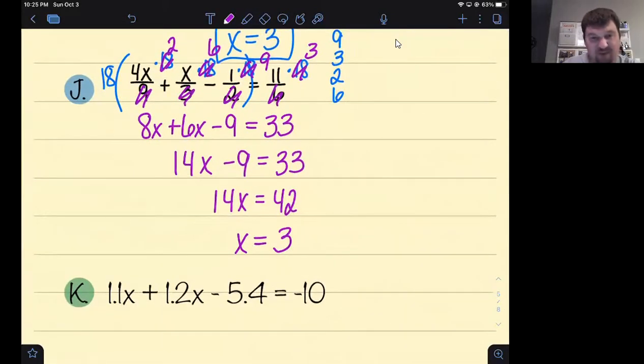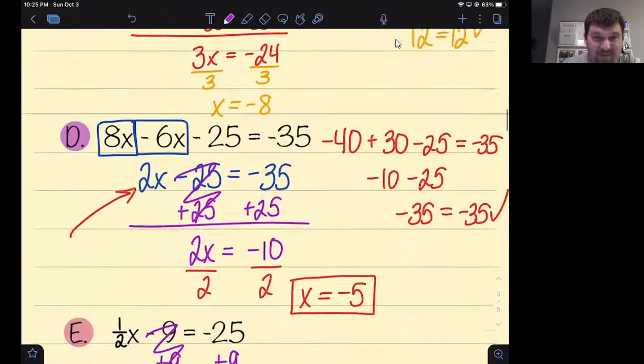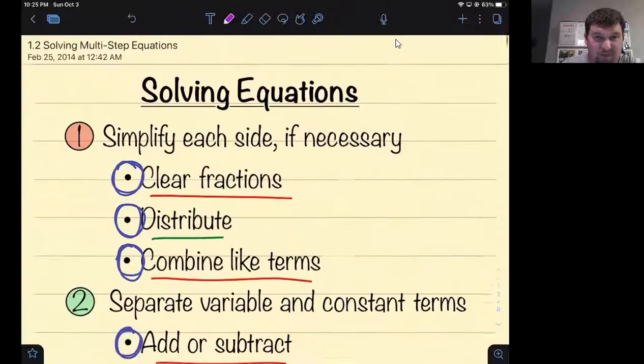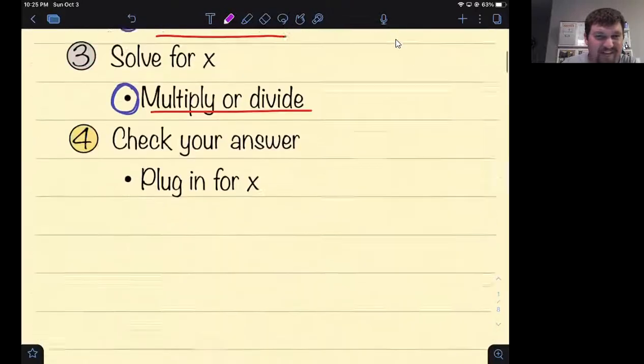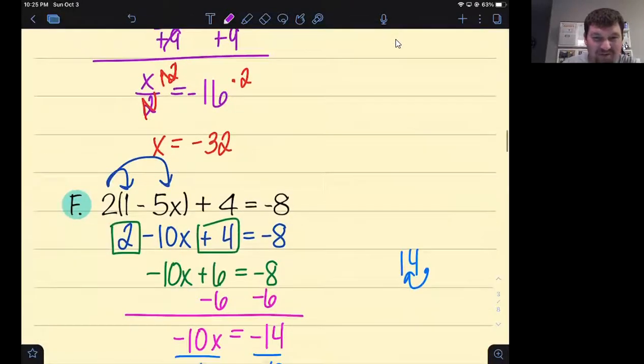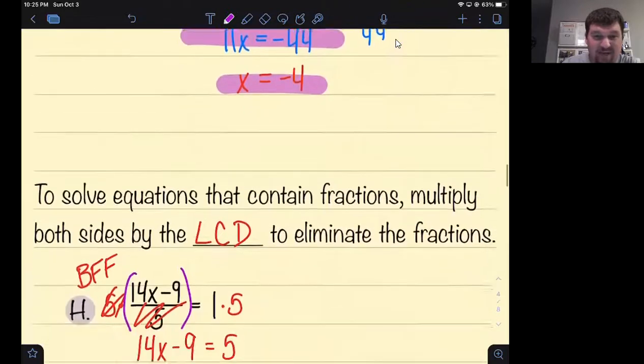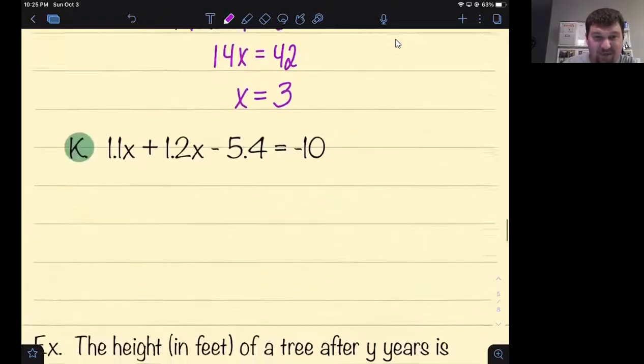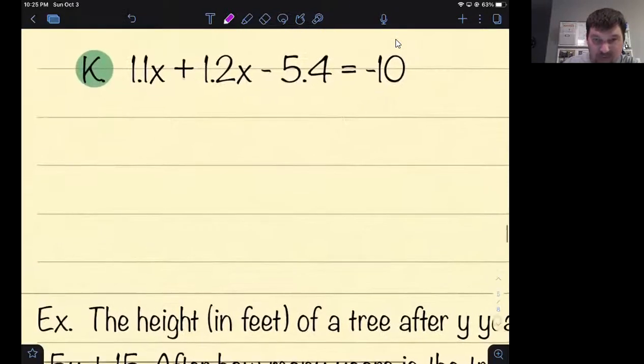So that's clearing fractions. Now, it's not stated that you can clear decimals up in the rules, but since decimals can be written as fractions, you can also clear decimals. Clearing decimals is actually easier to do. Here's the problem I'm referring to.